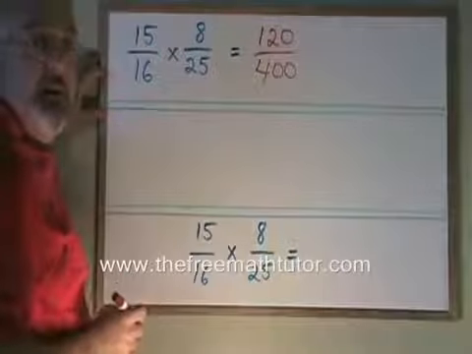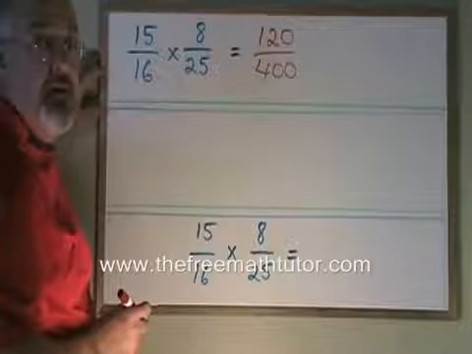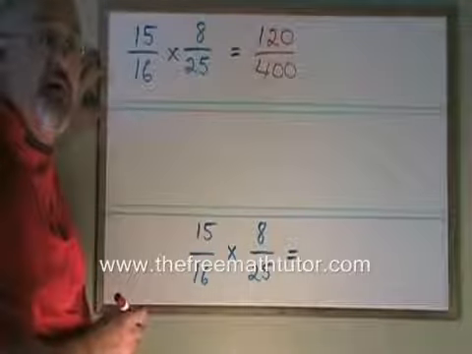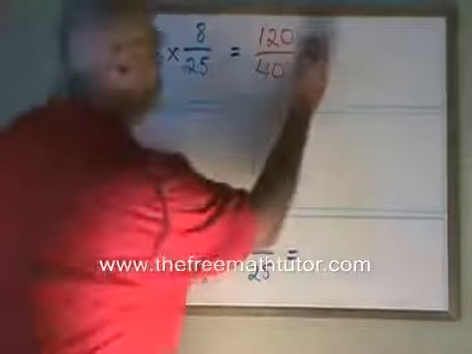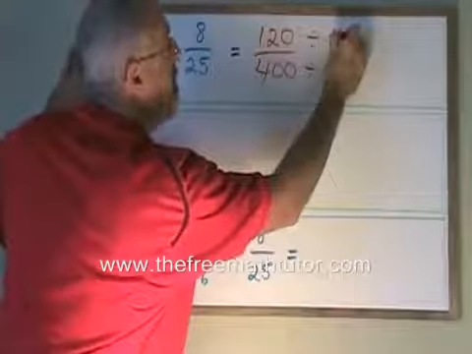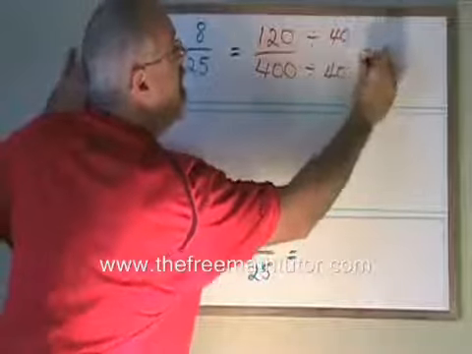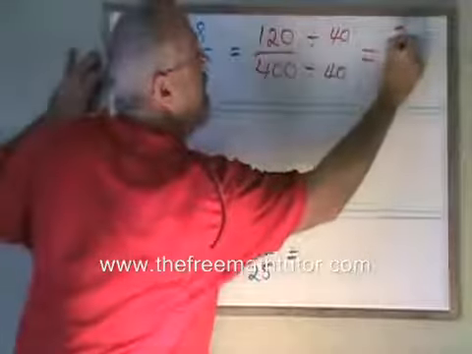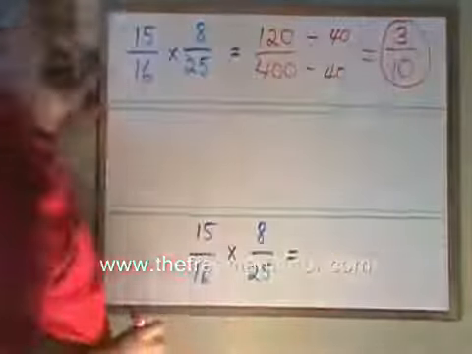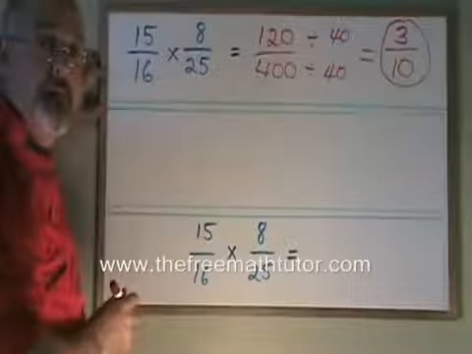We have an answer, but this answer can be reduced. So we will reduce it now. 120 and 400 have a common factor of 40. So if I divide both top and bottom by 40, I get 3/10. 3/10 is the answer to this multiplication.